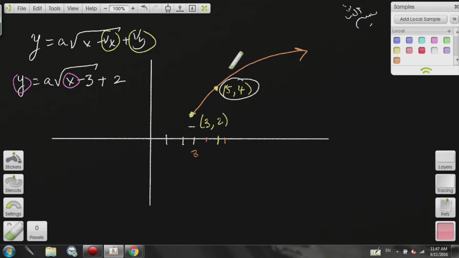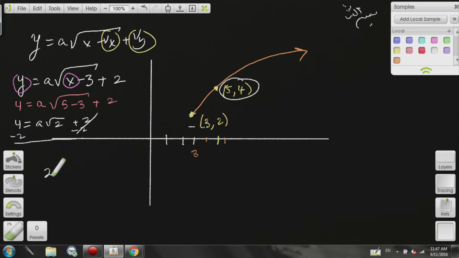Okay, so I do that. So let's substitute that. y is 4, and that's a, and x is 5 minus 3, plus 2. Okay, so let me do it slowly. So 4 equals a times square root of, that's 2, plus 2. Okay, then subtract 2 from both sides. I get 2 equals a times square root of 2.